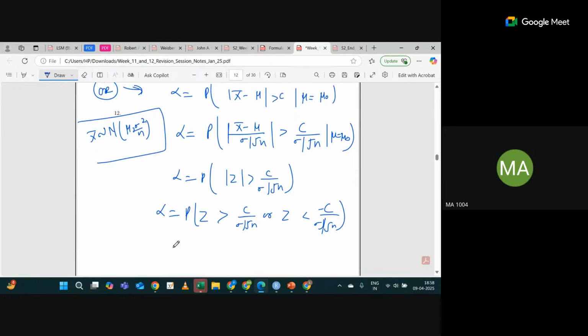So just start with alpha and convert into the standard normal form. Is this clear? Yes, sir.